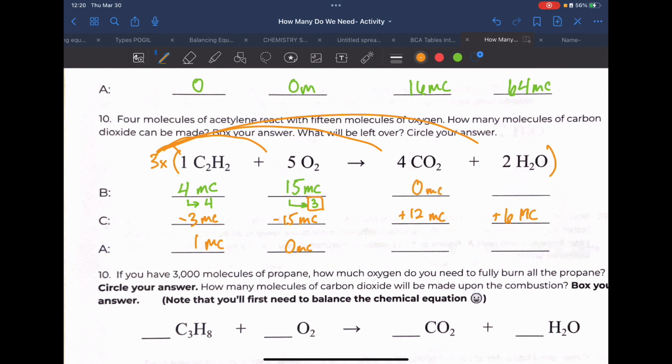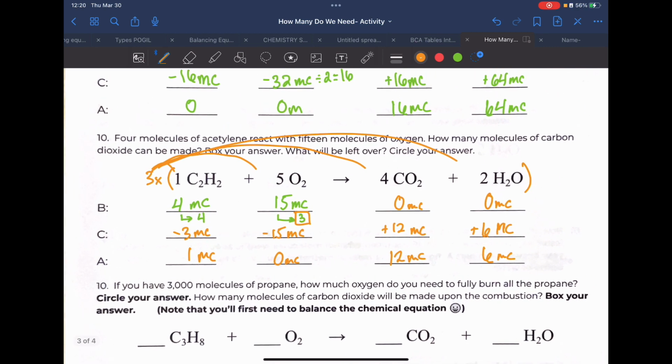Of course, no product to start out with, and in the end, we'll have this much of each. Here we go, completed BCA table, just like that. We need to box how many molecules of carbon dioxide are being made. So that's this. And circle what will be left over. 1 molecule of acetylene left over, just like that.